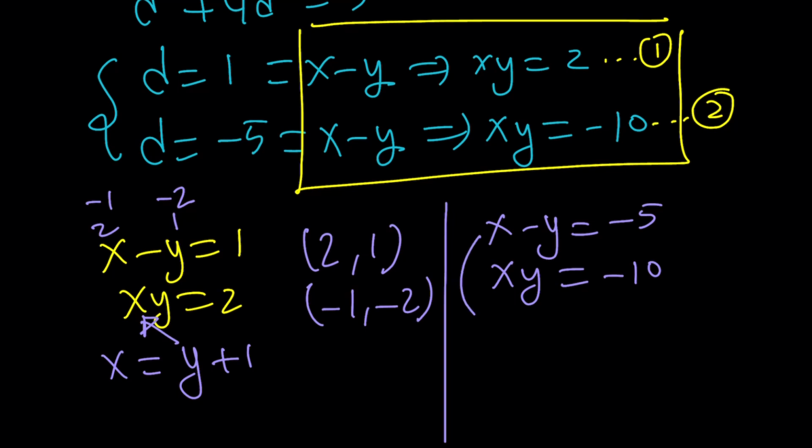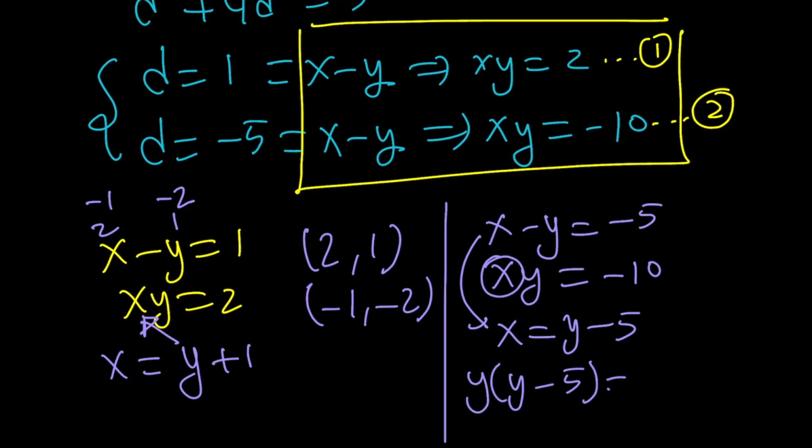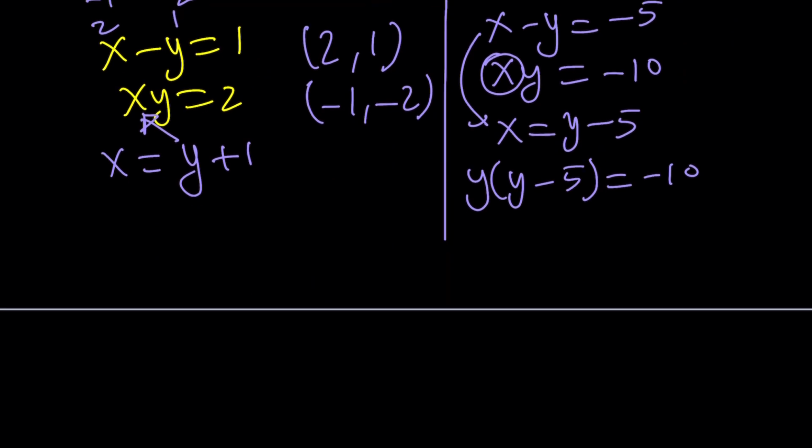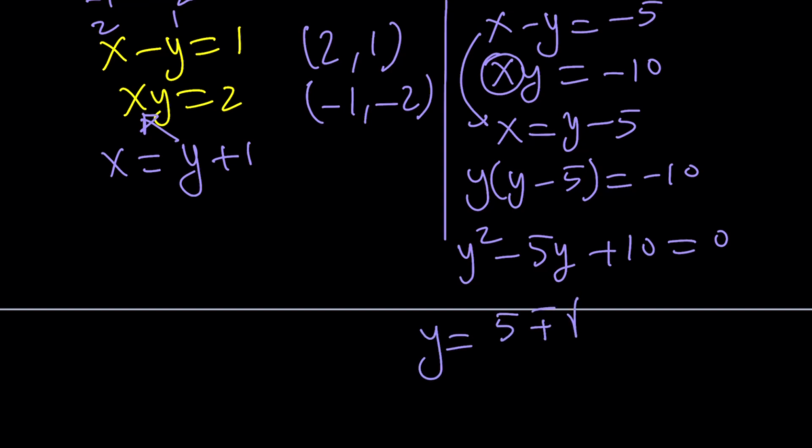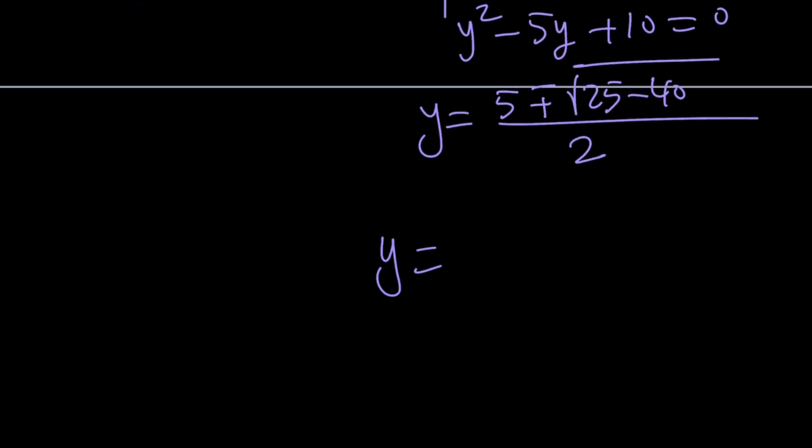Let's replace x with y minus 5 here. So y times y minus 5 is equal to negative 10. Or we could have non-real solutions too. y squared minus 5y is equal to negative 10. So let's just add 10 to both sides. And from here, y becomes negative b plus or minus the square root of b squared, which is 25, minus 4ac, which is 40. Yes, that's going to be complex solutions. So from here, y is going to be 5 plus or minus the square root of 15i divided by 2.